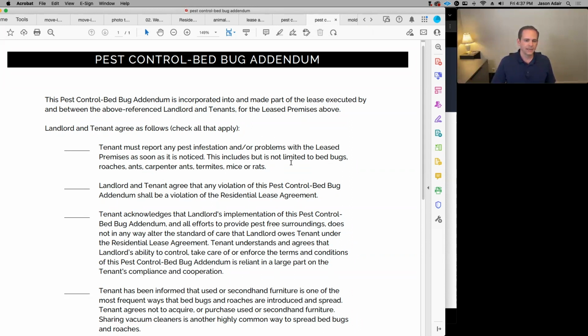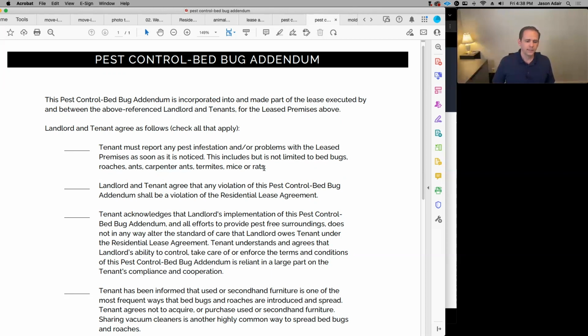This addendum really talks about some of the preventative ways and what the responsibilities are. It actually talks about roaches, ants, caterpillar ants, termites, mice, or rats as well. Mice especially, once you get a mice infestation, you're talking about a lot of damage. Bed bugs and mice are extremely expensive to treat if not dealt with early on.